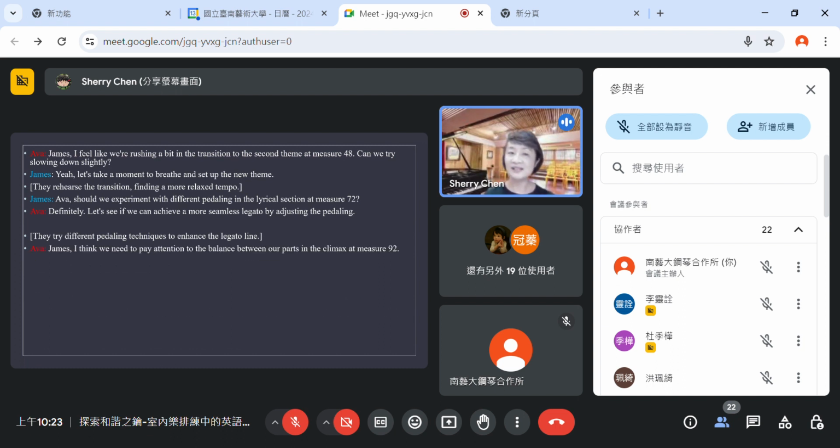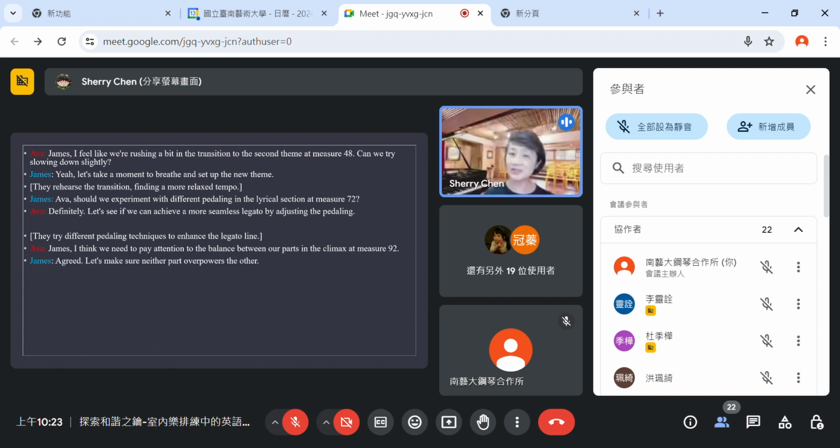Eva says, James, I think we need to pay attention to the balance between our parts in the climax at measure 22. So again, they're paying attention to the balance. So between two people, there must be one part that needs to bring out a bit more than the other. So it's called balance. So balancing the music is also very important in addition to articulation.